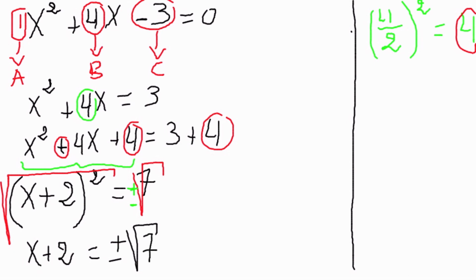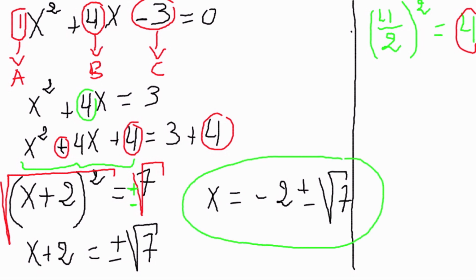Again, the reason why I did all this is because I wanted to solve for x. I'm going to take away 2 from both sides. My answer will be x equals -2 plus or minus square root of 7. And that's going to be my answer.